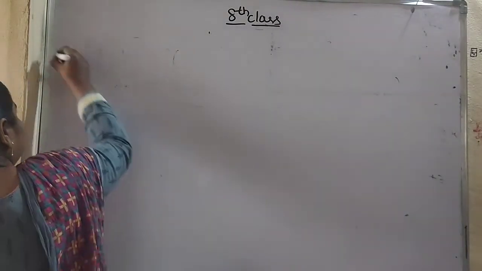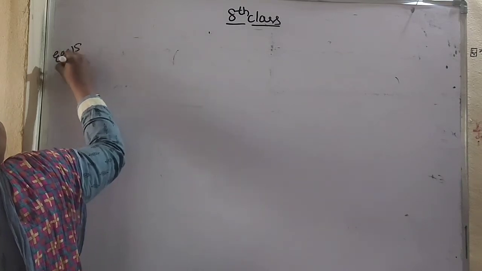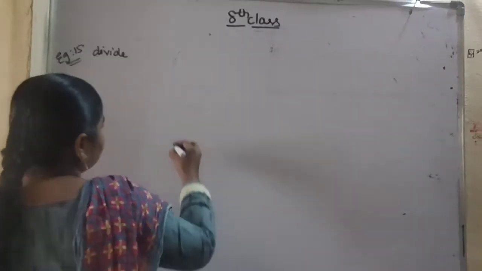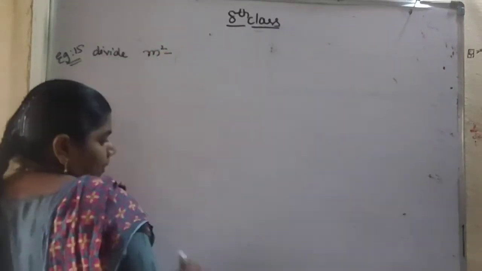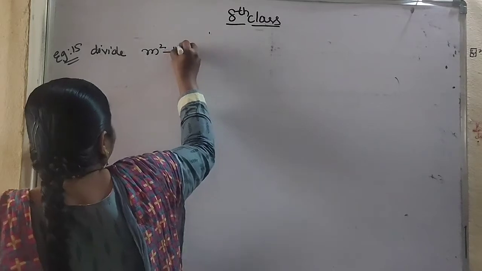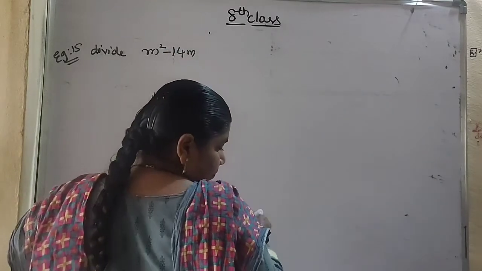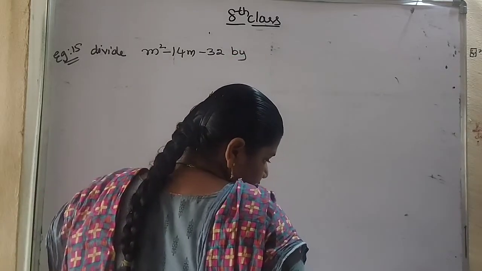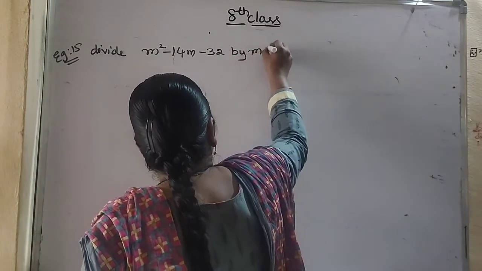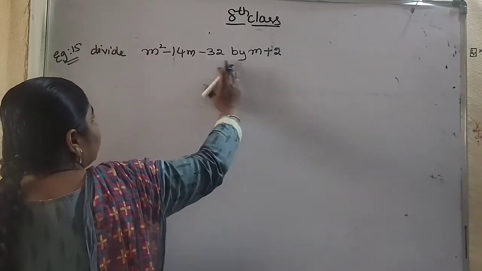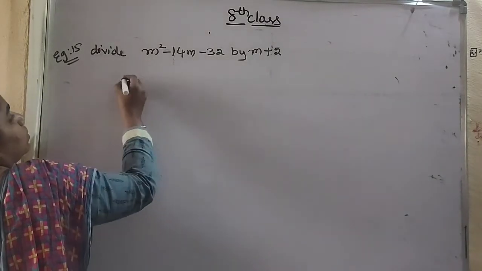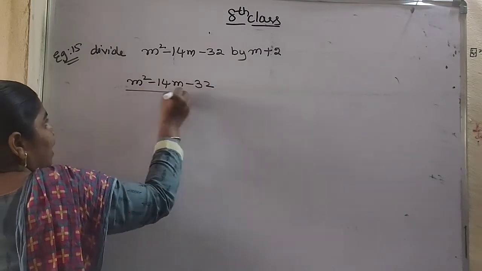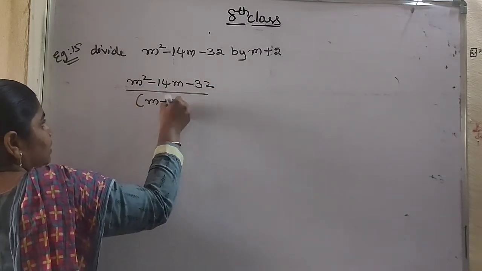Example number 15. Divide m square minus 14m minus 32 by m plus 2. So we have to divide this whole term by m plus 2. Here, m square minus 14m minus 32 by m plus 2.